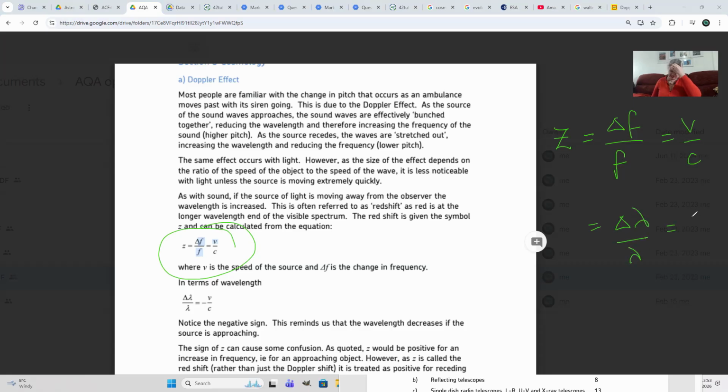And that technically is negative because red means it's getting longer. But if you call it red, then you didn't ought to also use the negative. So just be a little bit careful. It says here, notice the negative sign. This reminds us that the wavelength decreases if the source is approaching. But what you need to do is talk about redshift, and then it's moving away. If you call it red, you don't need to use the negative.